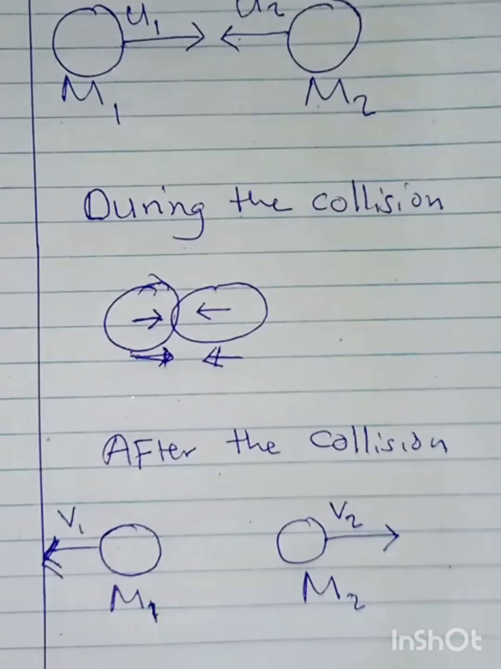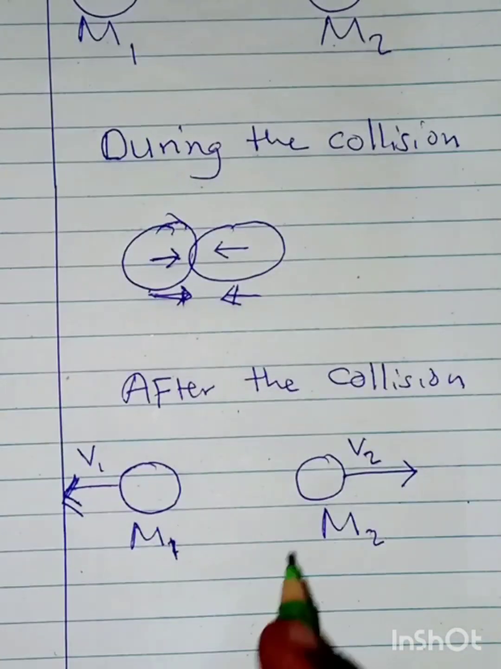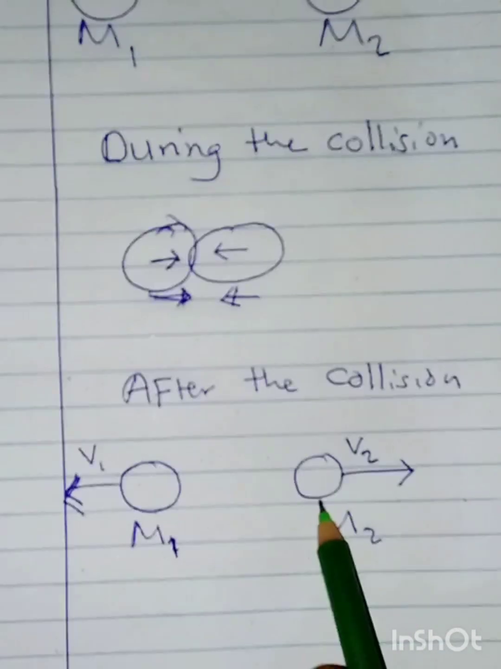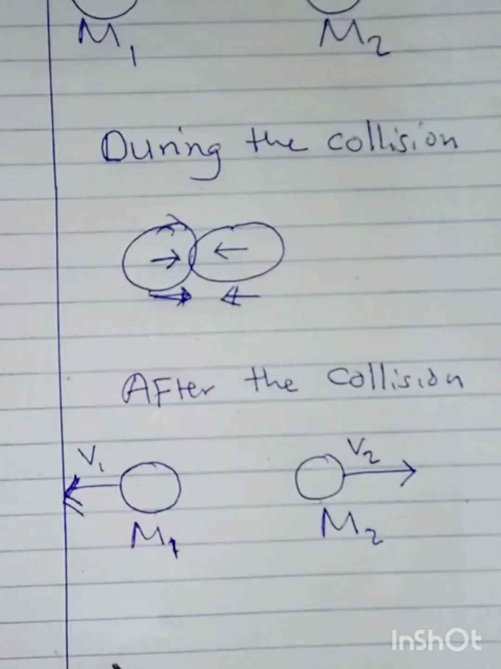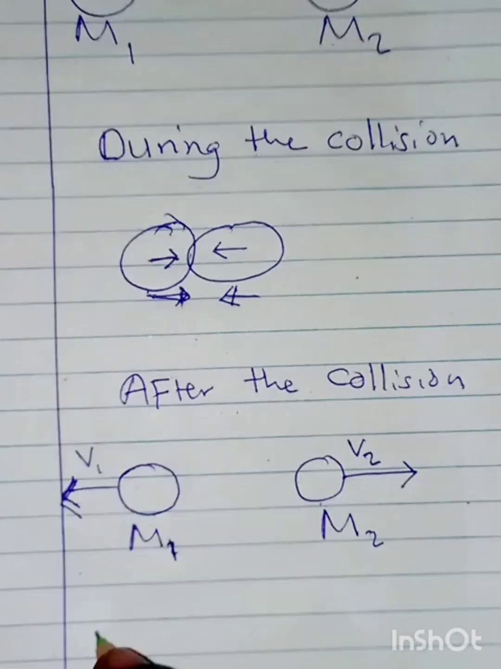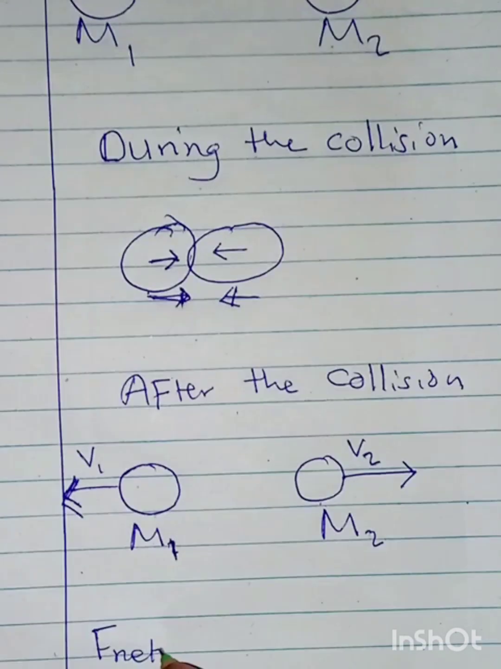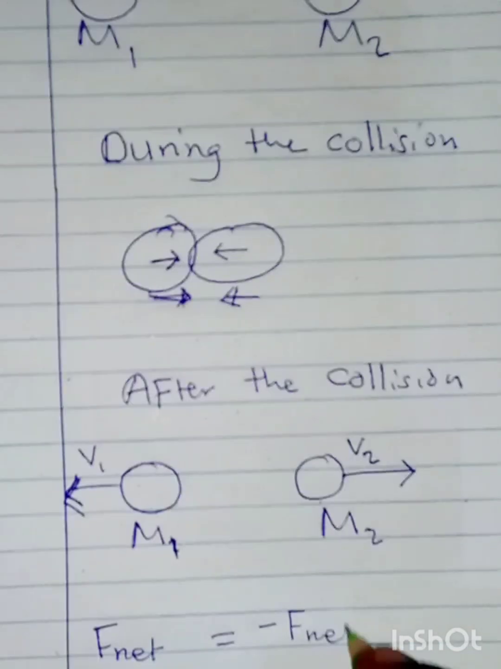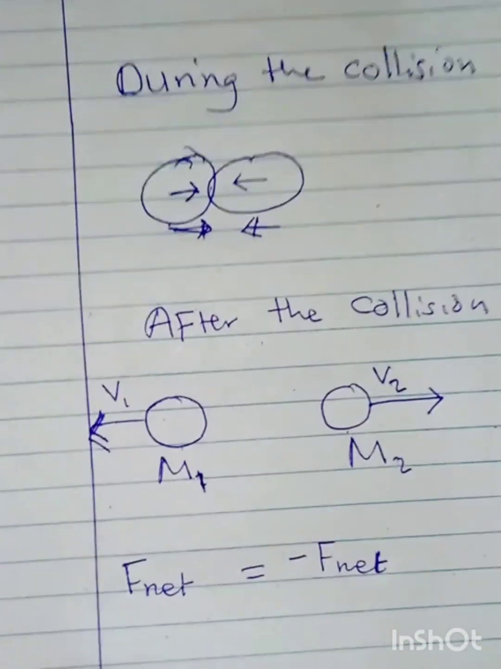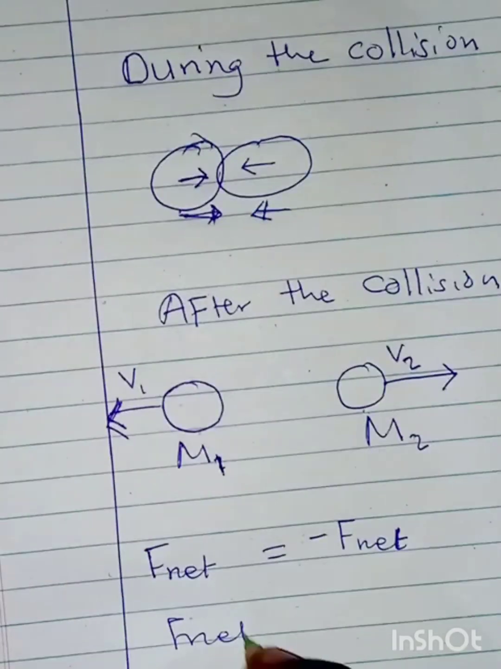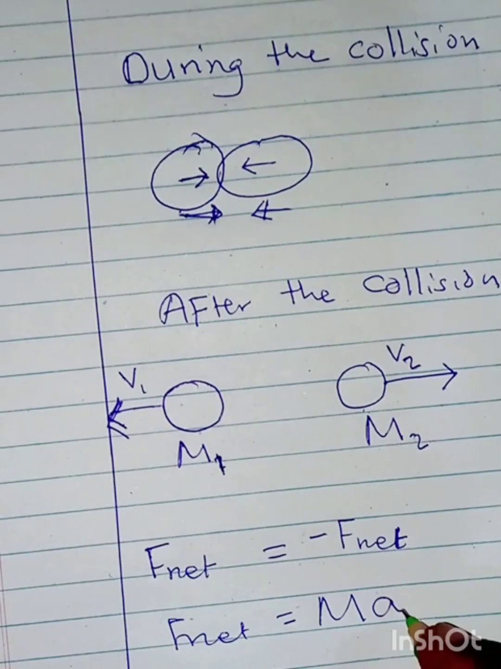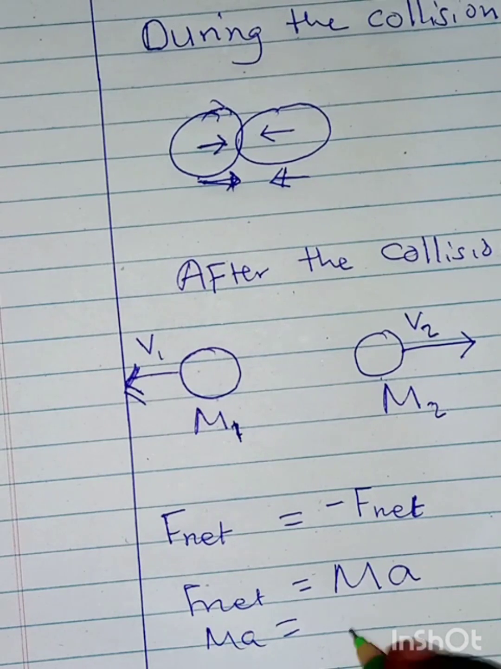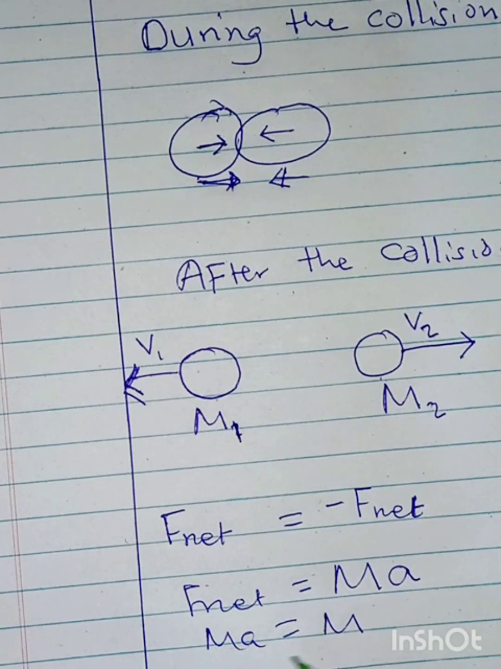Now the net force of this ball equals the negative net force of the second ball. Here the net force equals negative net force. But according to Newton, net force equals ma. But also ma equals m multiplied by the acceleration.